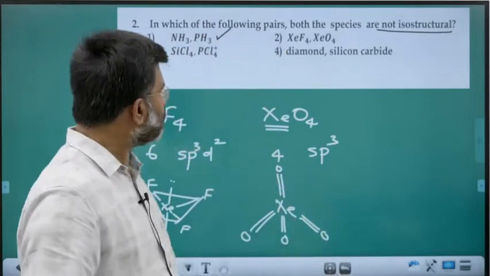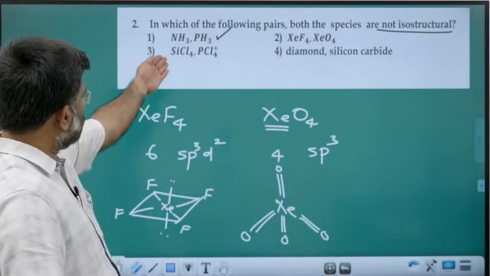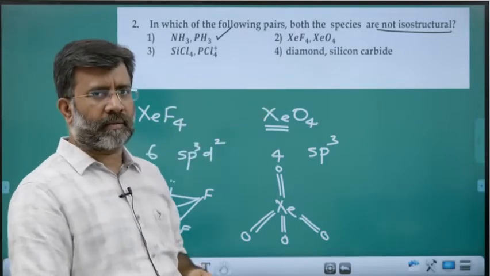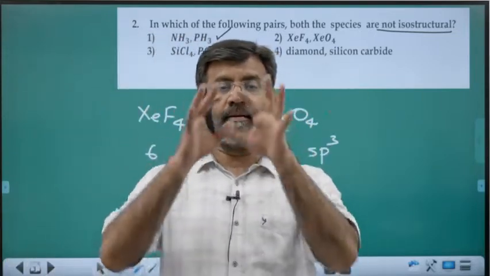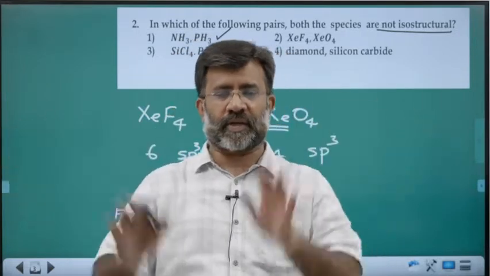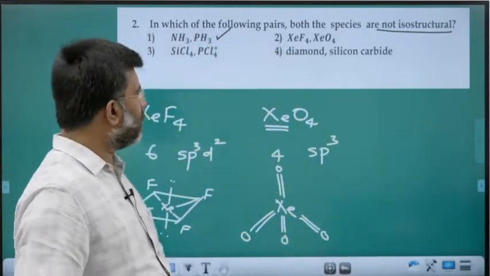What about the others? Both are tetrahedral. What about the others? That is diamond and silicon carbide. They are making dangling bonds, sp3 hybridized tetrahedral network structure. Okay, next.